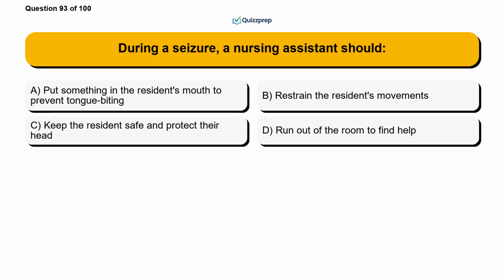During a seizure, a nursing assistant should: Option A, put something in the resident's mouth to prevent tongue biting. Option B, restrain the resident's movements. Option C, keep the resident safe and protect their head. Option D, run out of the room to find help.